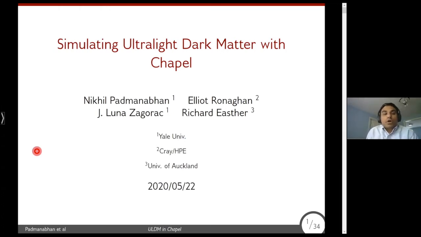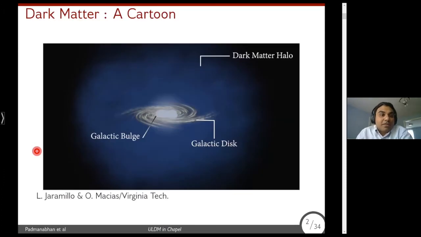So what I'm going to talk about today is our efforts to simulate ultralight dark matter in Chapel and what we've learned from it up till now. Since I'm talking about dark matter in an astrophysical context, I thought I'd start off by giving you a little cartoon that you can keep in your mind as you run through this talk about when we talk about dark matter, what we really mean.